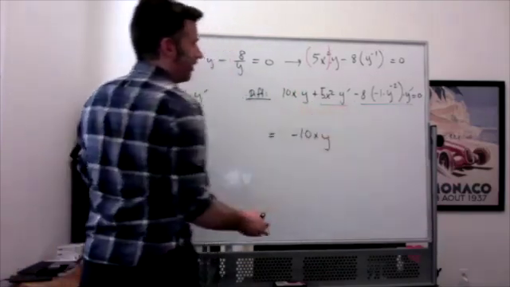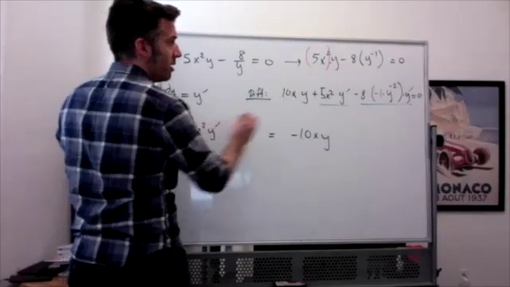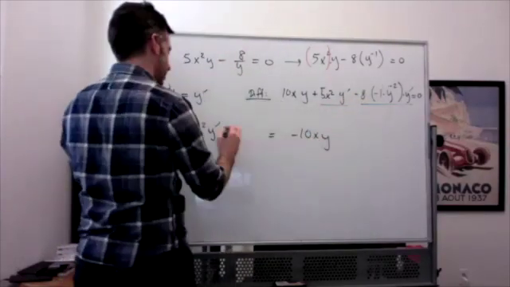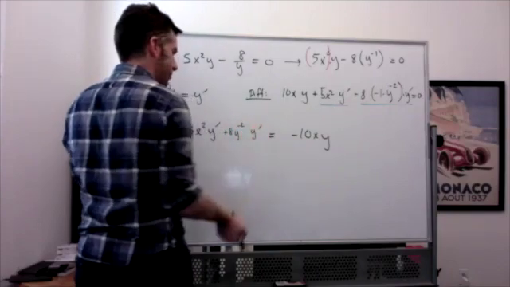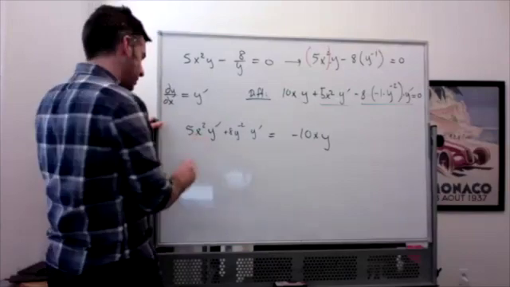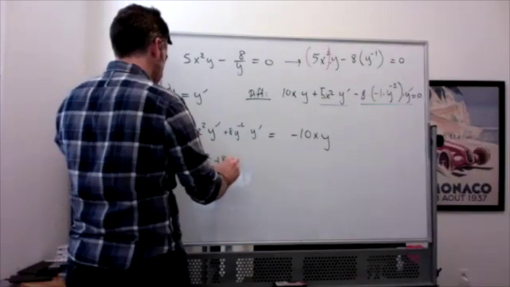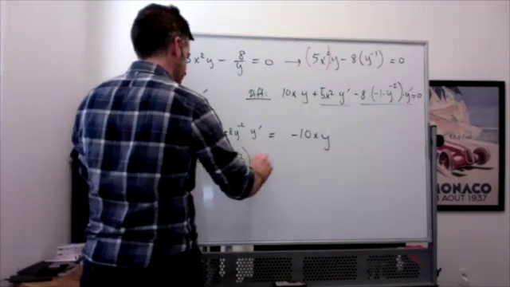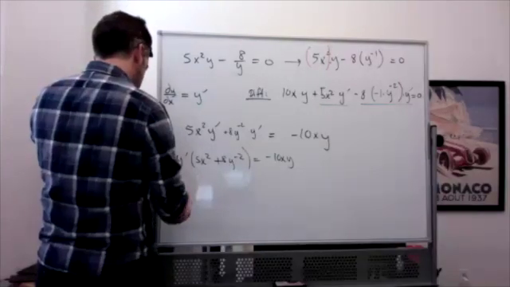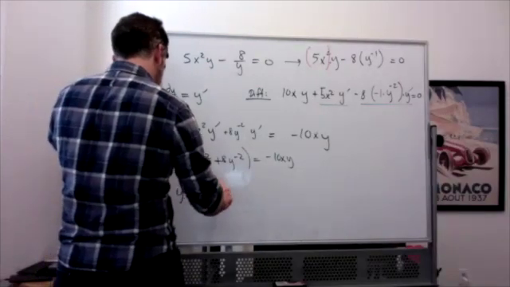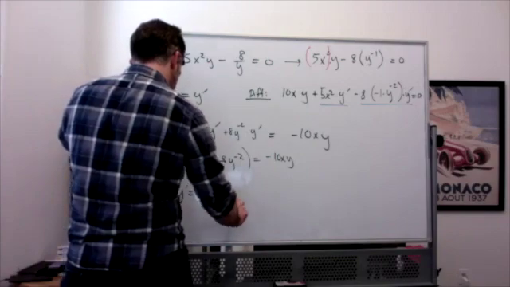On the left, let's simplify this just a tiny bit. 5x squared y prime minus 8 times minus 1 is positive 8. So I've got positive 8y to the negative second times y prime. Let's factor out a y prime. y prime times 5x squared plus 8y to the negative second equals negative 10xy. And then divide both sides by this. So y prime equals negative 10xy divided by 5x squared plus 8y to the negative second.